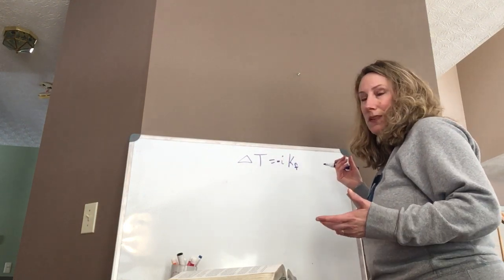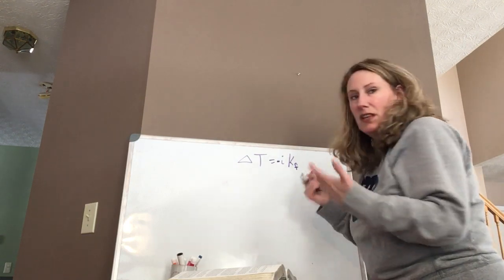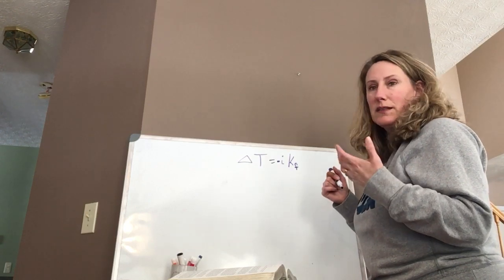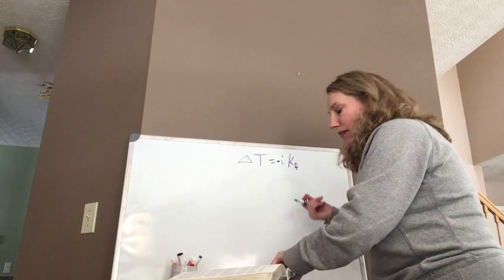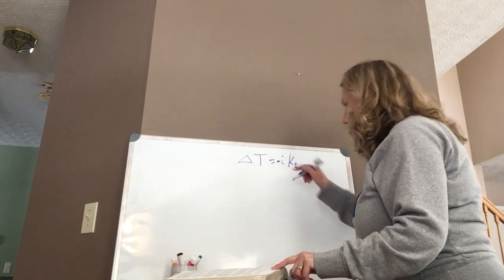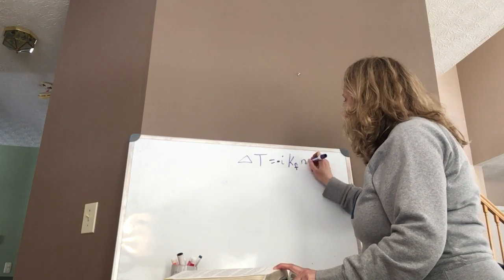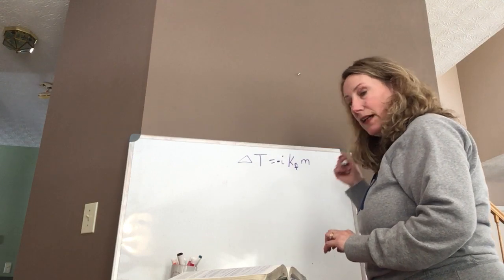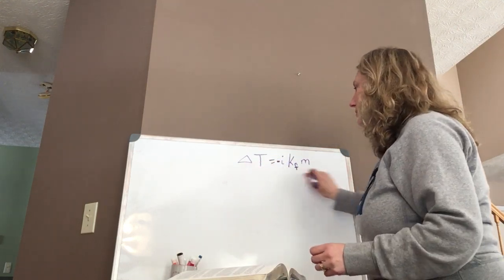Freezing point, it's a constant. So they have to give you the K sub F, or the K sub B if it's a boiling point. So it's a constant depending on what you're talking about. So they'll have to tell you that part. So you have to memorize this: delta T equals negative i times K sub F times the small m, which we just learned is the molality. Okay? So this is the freezing point depression.